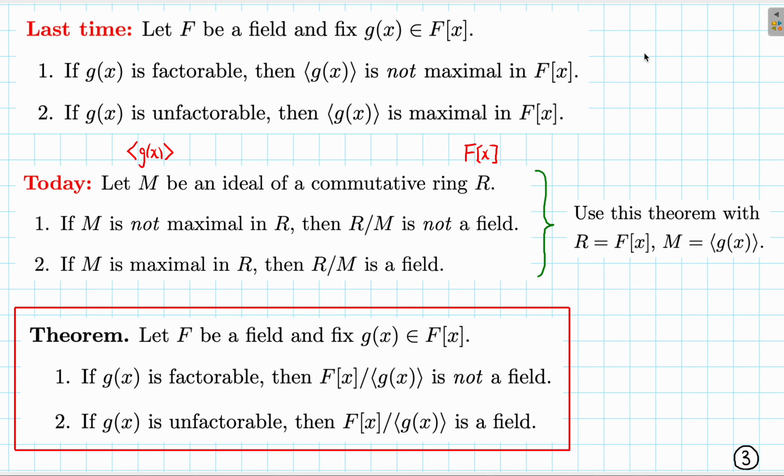Once again, by connecting the first two theorems on this slide, we obtain our main theorem about the polynomial quotient ring and when it is or is not a field. In the next slide, we will discuss the proof of the second part of today's theorem. For the proof of the first part, please see chapter 37 of the textbook.